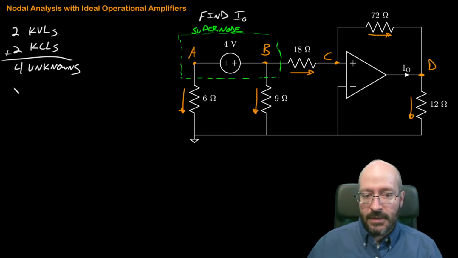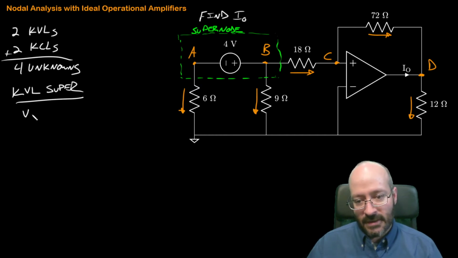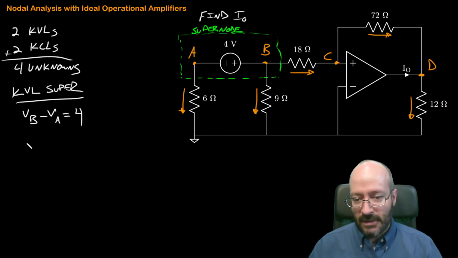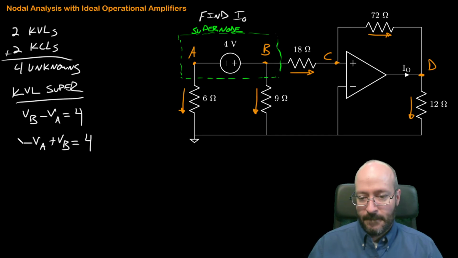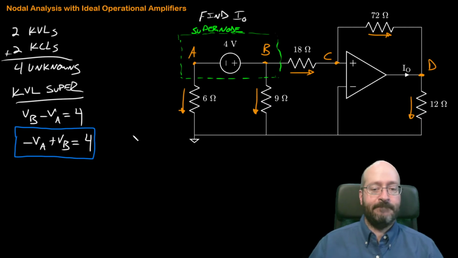All right, so let's write the KVL for the supernode. VB is connected to the positive side. VA is connected to the negative side, and that has to be equal to 4. My only gripe about the way that one's written is it's out of order. Okay, I would rather write it this way so that when I enter it in the system of equations, I don't screw it up.